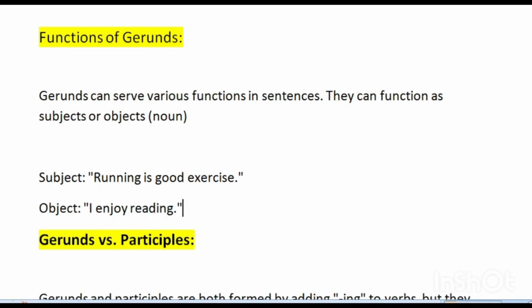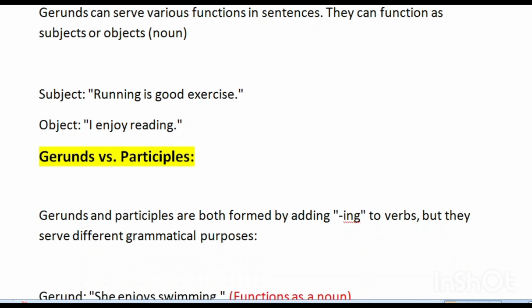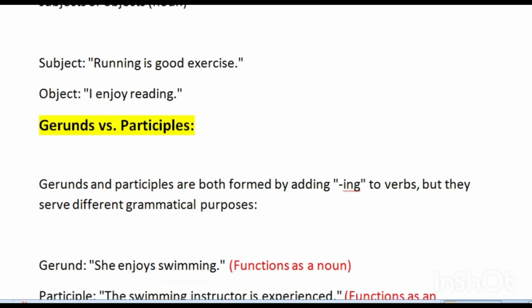One more confusion we have. You know that when we study participles, participles are also the ing form of a verb. Now how can we differentiate which one is gerund, which one is participle? So I'm going to make you clear about that today. Gerunds and participles are both formed by adding ing to verbs, but they serve different grammatical purposes.